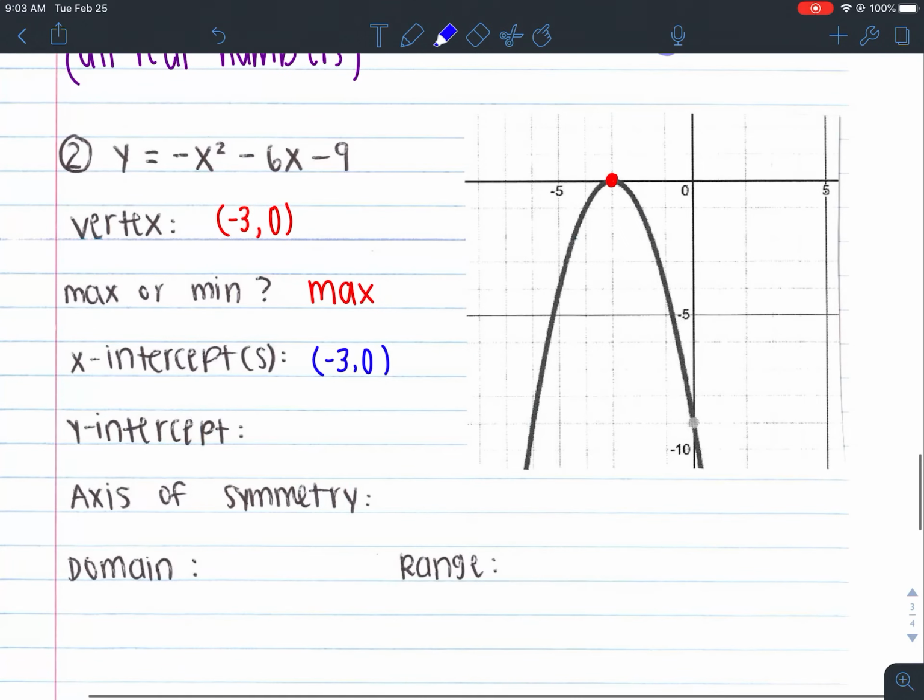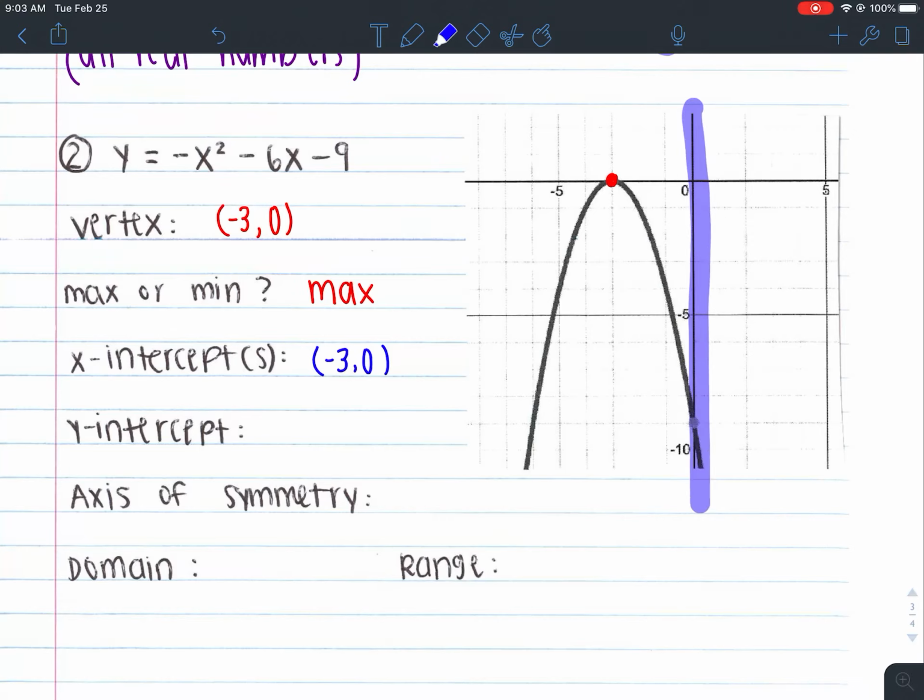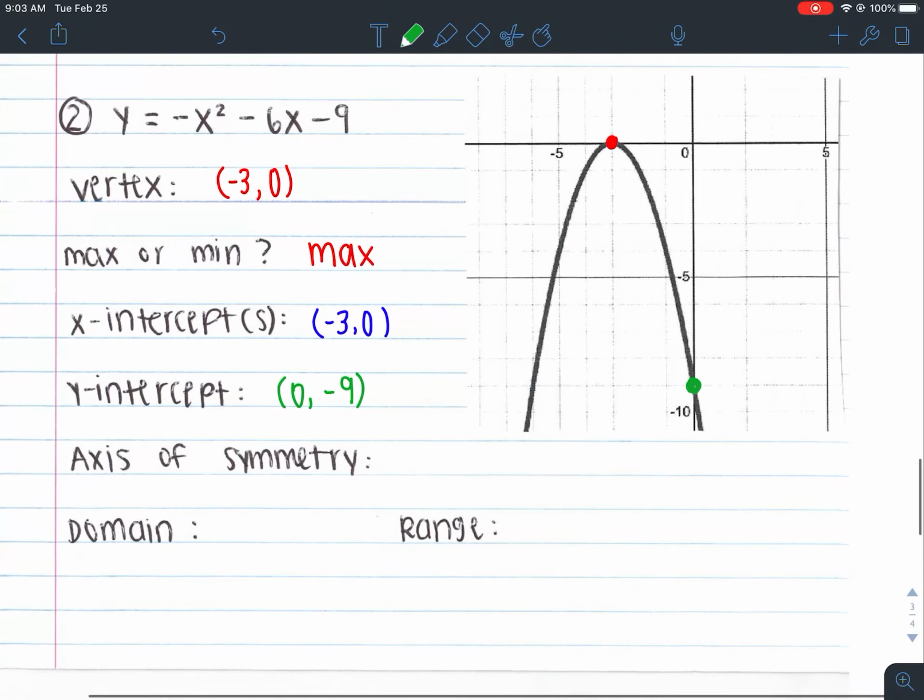And then you want to think about your y-intercepts. Where does it cross the y-axis, which is here? It crosses the y-axis here, right? And it crosses right at this point down here at 0, -9. Remember, y-intercepts are 0, comma, number. So this is 0, -9 for my y-intercept.